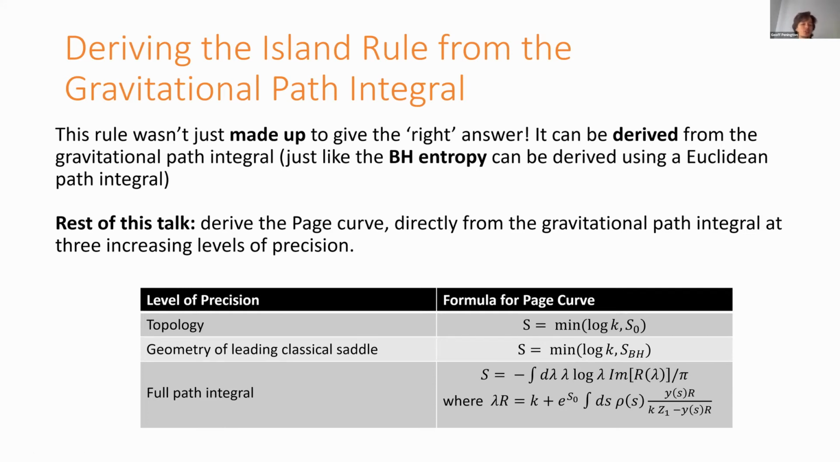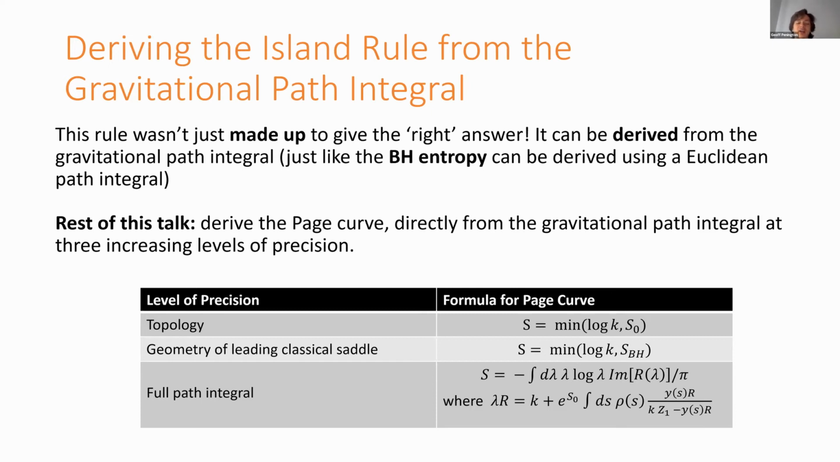We're going to look at the geometry of the leading classical saddle. And that's going to get us the formula for the Page curve I gave before: the smaller of log k and the actual Bekenstein-Hawking entropy of the black hole at that temperature, including the finite temperature corrections.